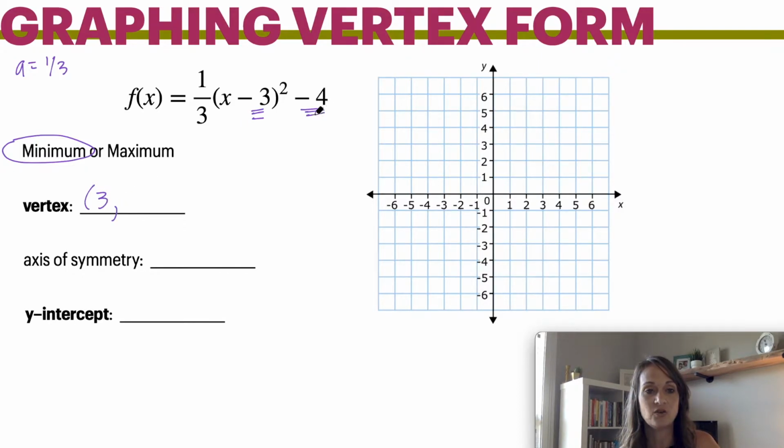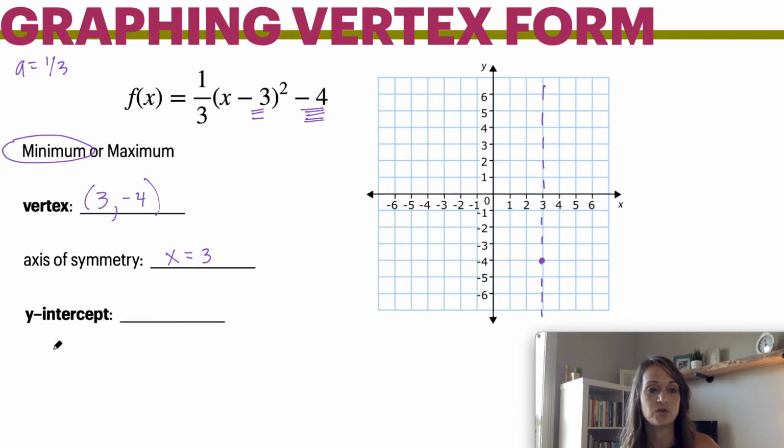And then the y coordinate of the vertex is automatically the outside number. -4 means it's going to be -4. Only the x value changes signs. So the vertex is (3, -4), and we also know it's a minimum value. The axis of symmetry is x equals my x value, which is going to be x = 3, so we will have a vertical line that goes through that coordinate point.